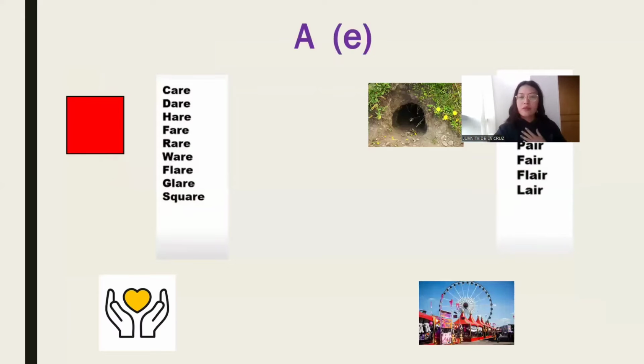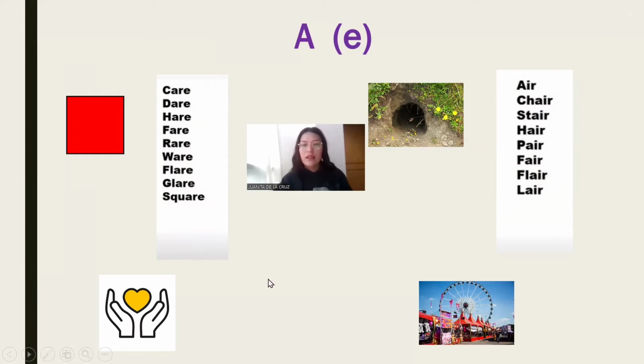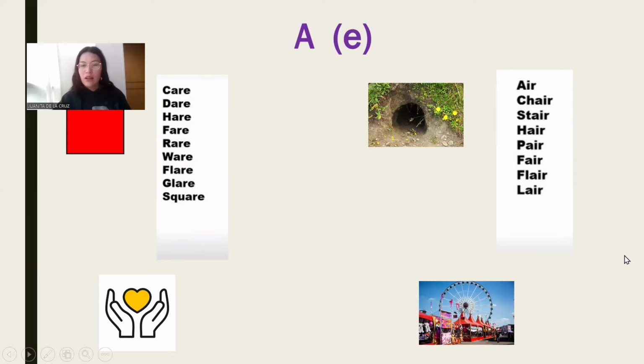Now, repeat after me, please. Care, there, hair, fair, rare, where, flare, glare, square. Now, the next. Air, chair, stare, hair, pear, fair, flare, and lair.